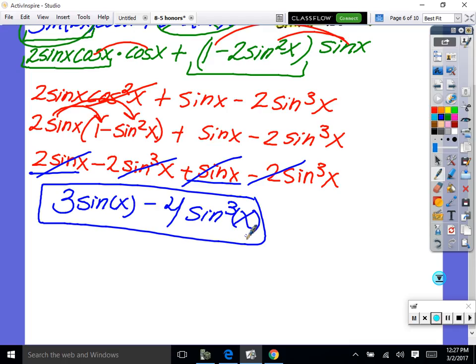We could now factor it and keep going, but we're not solving it, it just said derive it. So if we were solving it from here, we would then factor it and then continue to see if we could solve it. Good point.